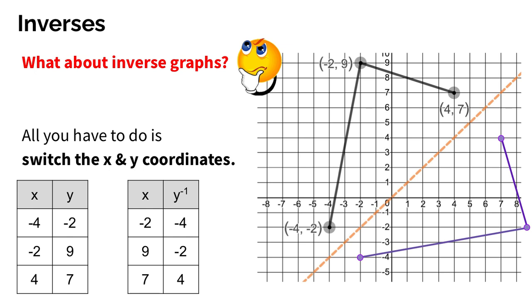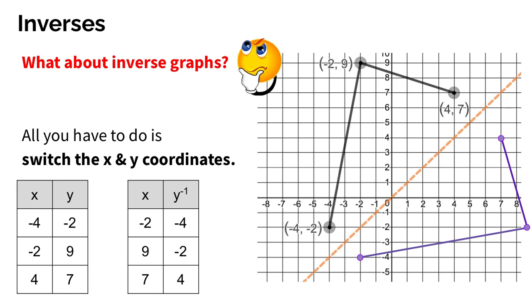One of the things that I want you to notice is that these two graphs are symmetrical to each other, and they're symmetrical over the line y equals x. So y equals x is represented by this dotted orange line. Since we're switching the x and the y's, the equation y equals x is where they're symmetrical. So these 2 points match up, these 2 points match up over that line, and these 2 points match up over that line.